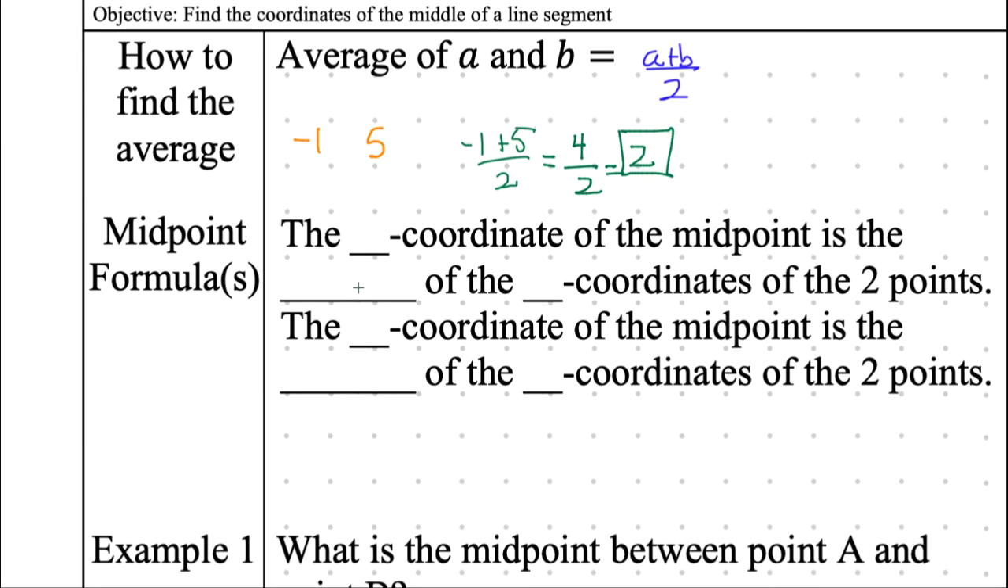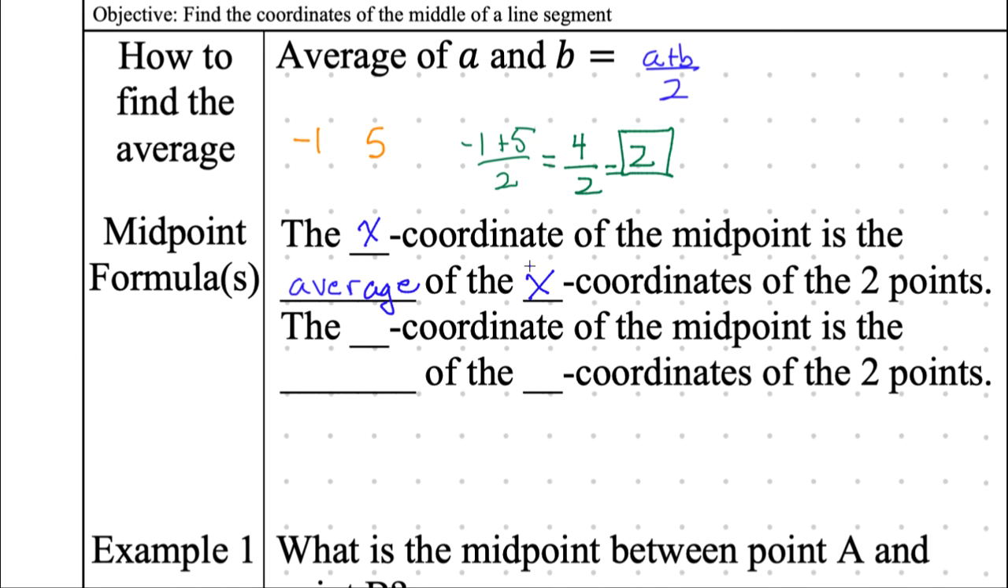All right, so let's talk about the formula that we're supposed to be using today because we're talking about a line, not just 2 numbers. So the x-coordinate of the midpoint is, and the big takeaway from all of today's lesson is, it's the average of the x-coordinates of the 2 points.